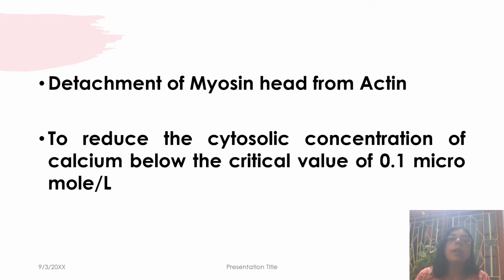First one, due to the detachment of myosin head from actin, it requires ATP. And another thing is that in order to reduce the cytosolic concentration of calcium below a critical value of 0.1 micromole per liter, it requires ATP.